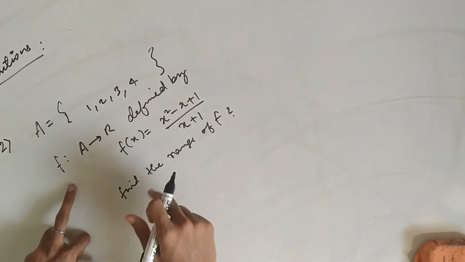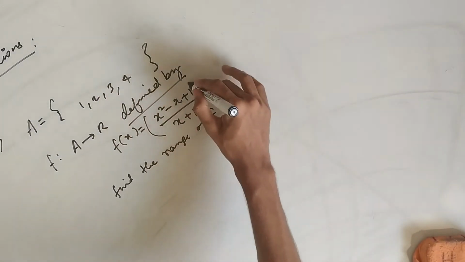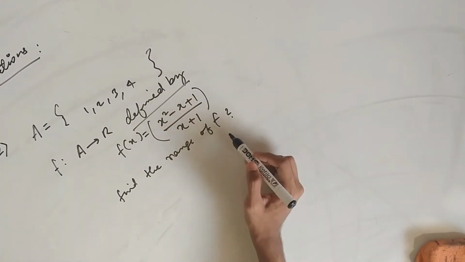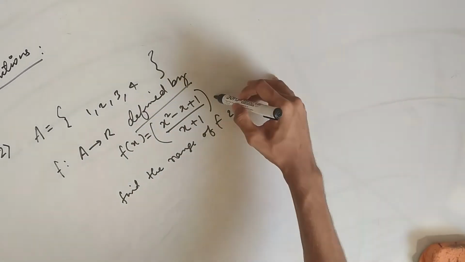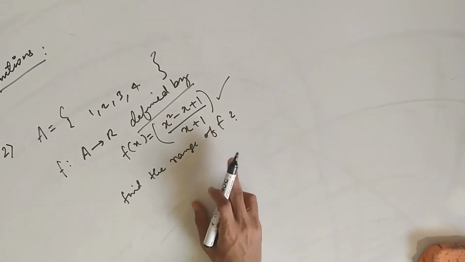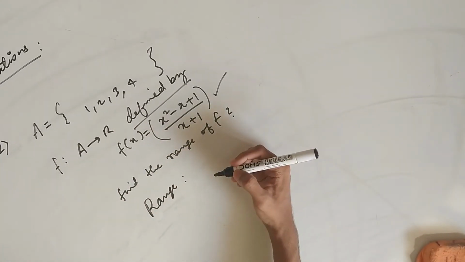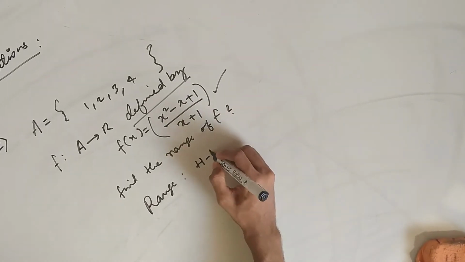to R, mathematically defined by f of x is equal to x square minus x plus 1 upon x plus 1. So the function in terms of x is mathematically given as this. Now you have to find the range of f. Now what is the meaning of range? Range means highest minus lowest.